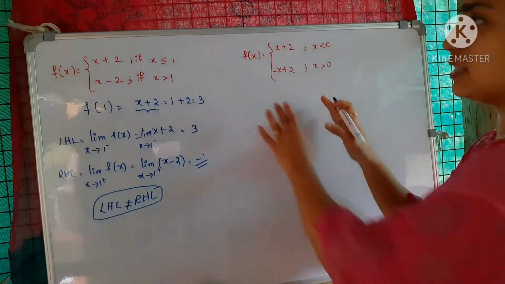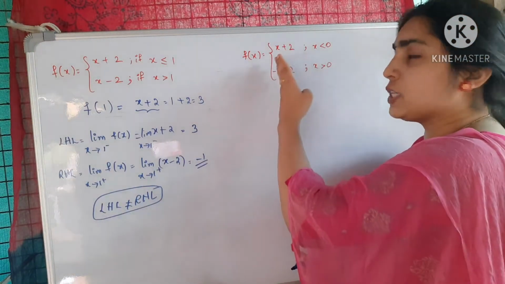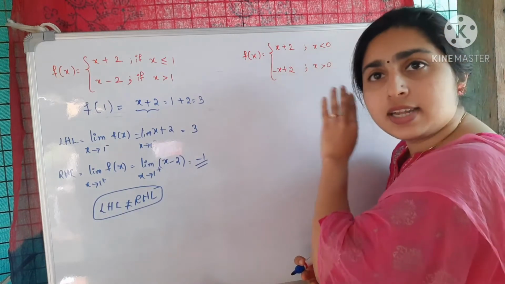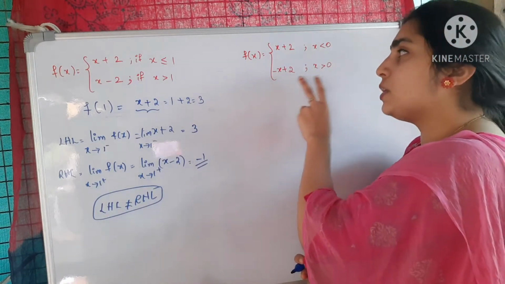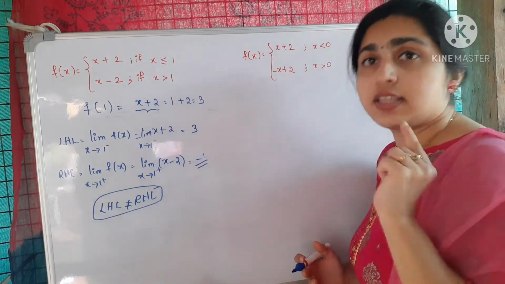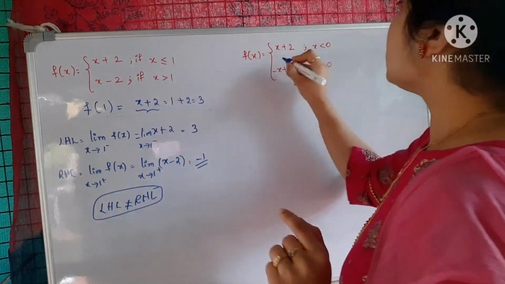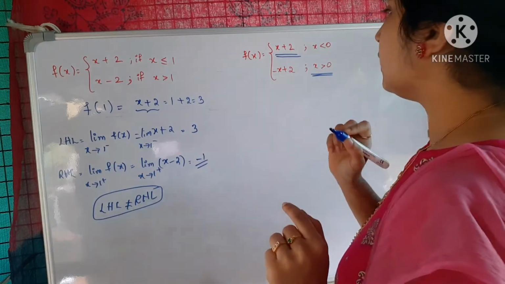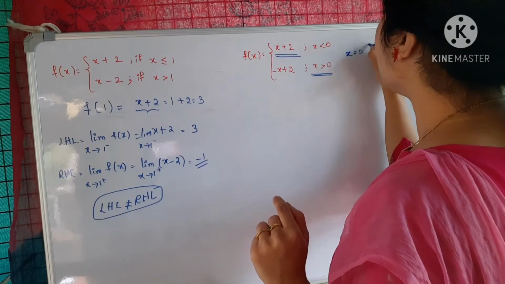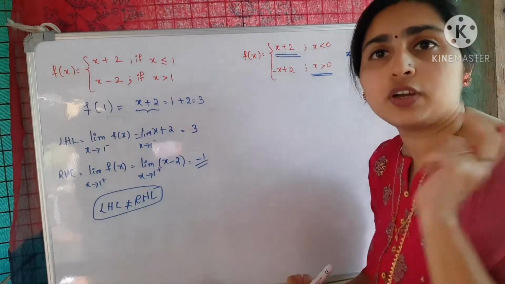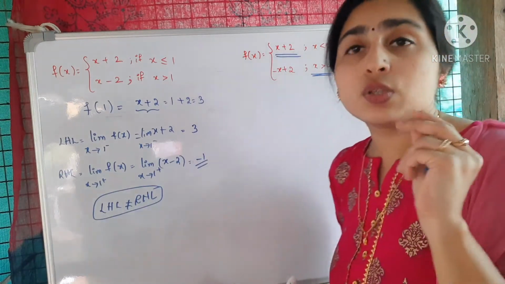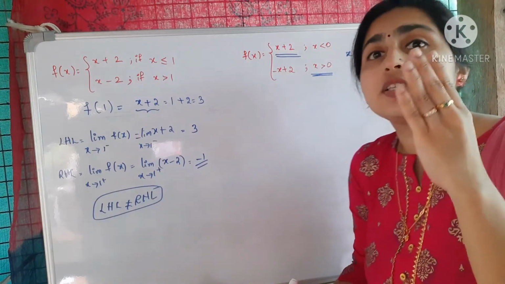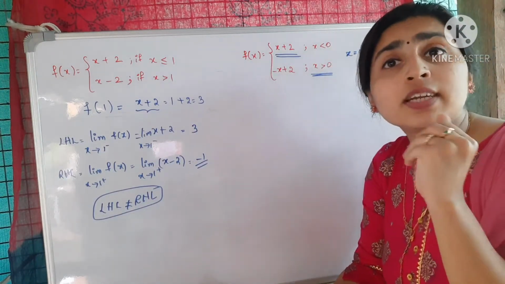And when you consider f of x is equal to x plus 2, minus x plus 2, x plus 2 is for the interval x less than 0, and minus x plus 2 is for the interval x greater than 0. So x less than 0 is x plus 2, right? But this is for x greater than 0. But at x is equal to 0, what is the value of the function? It is not defined. So a function f of x is said to be continuous if it satisfies the 3 conditions.